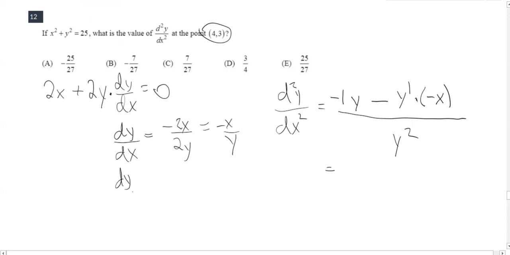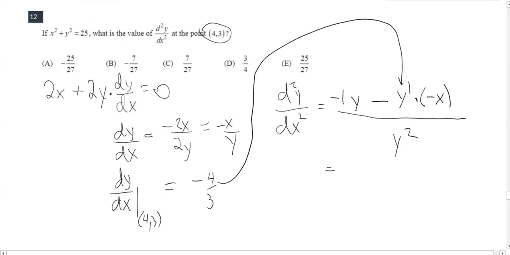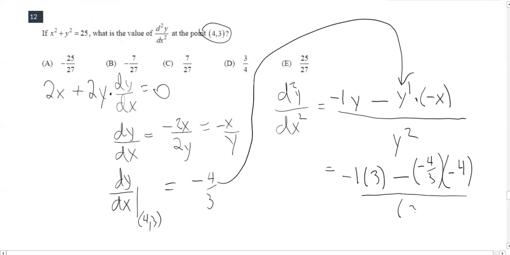So if I want to evaluate the derivative at the point (4, 3), this is going to give me negative 4 thirds. I can use that for the value of y prime right there. Okay, so it's negative 1 times the value of y, which is 3, minus the value of y prime, negative 4 thirds, times the opposite of the value of x, which is 4, all over the value of y squared, so 3 squared.